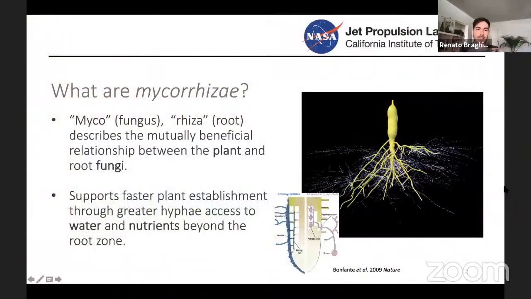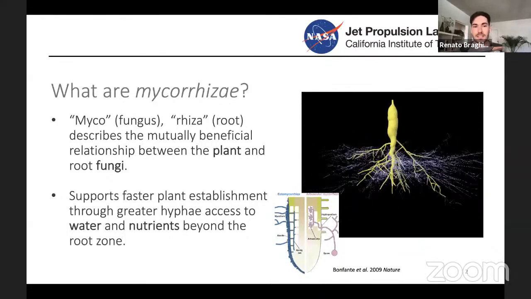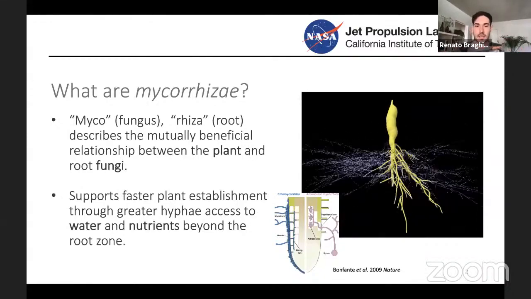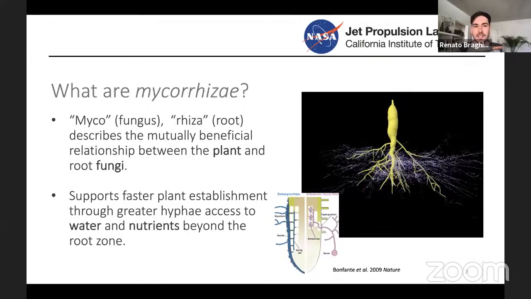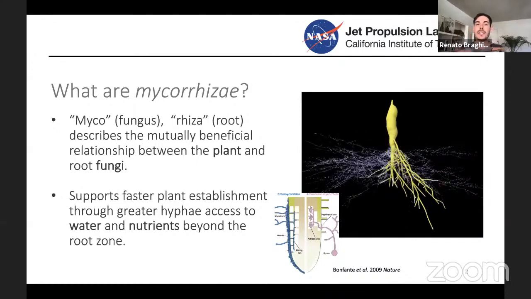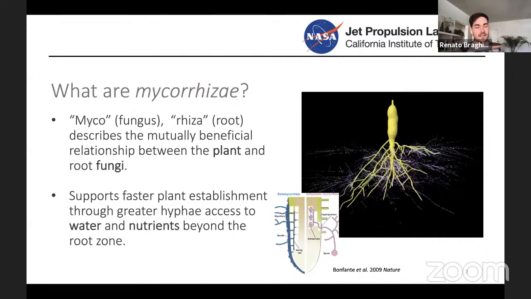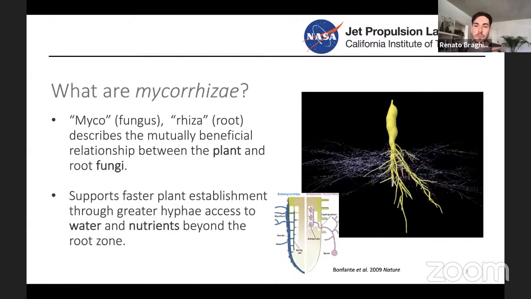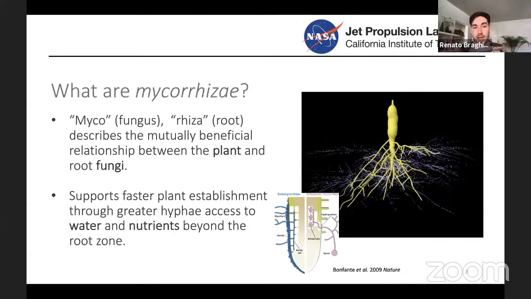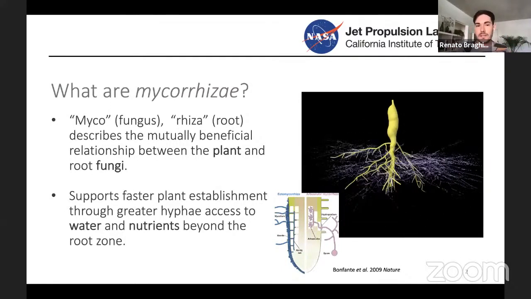So just for us to start on the same page, what are mycorrhizae? This term mycorrhizae comes from the Greek, myco meaning fungus and rhiza meaning root. So mycorrhizae is really this mutually beneficial relationship between a plant and root fungi. Basically, exactly like us animals, fungi cannot convert electromagnetic energy into chemical energy, so they need plants for food. So plants give out carbon through root exudates to these root fungi. And in return, these fungi go around the soil via hyphae, exploring and scavenging soil for water and nutrients beyond the root zone. So it's a win-win situation, really.